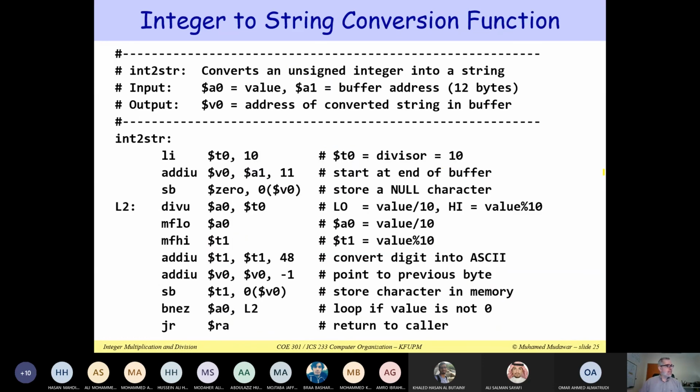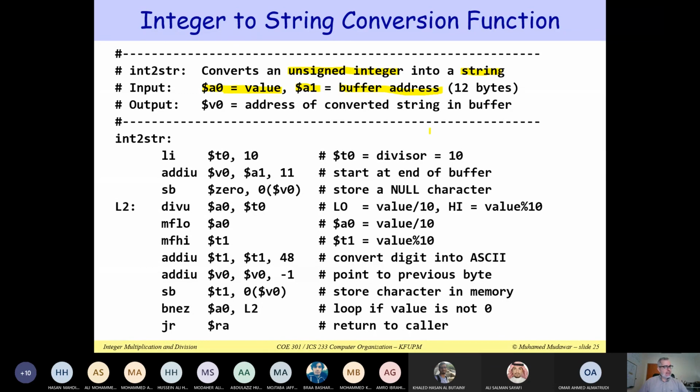Here's a function that does exactly what I mentioned, okay? So I'm going to write a function that converts an unsigned integer into a string. So my input is the value in binary. This is the unsigned value. And I'm also going to have an A1, which is the address of the buffer in memory, because I would like to convert it into a string, and this string will be in memory.